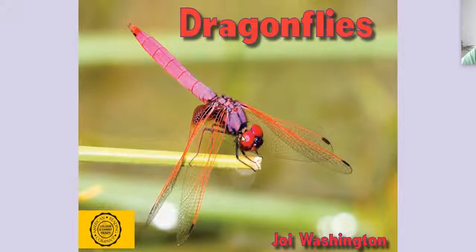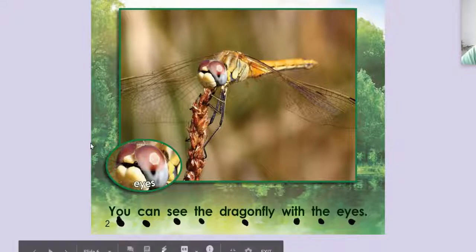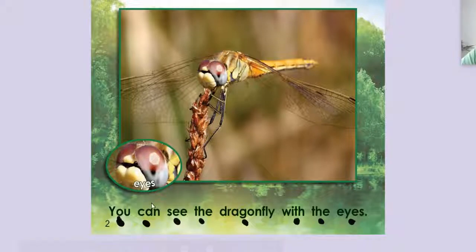Look at these beautiful pictures in this book. You can see the dragonfly with the, and in this book, the feature is it's going to show you exactly what this ending word is, okay? And this is dragonfly, okay? So eyes, so use the picture to help you. Let's read it again. You can see the dragonfly with the eyes.